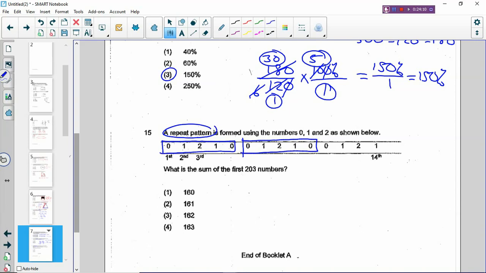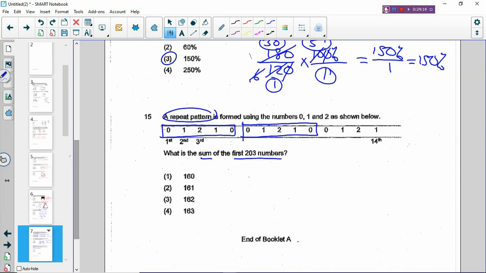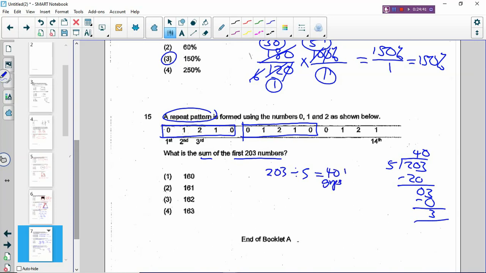Okay, now you want to find the sum of the first 203 numbers. So you need to know how many groups are there. So how many groups make up 203 numbers? So you look at one group. One group, there are 5 numbers. So you take 203 and you divide by 5 to get how many groups. And do your working. So 203 divided by 5, you will get 40, and then remainder 3. So 40 times 5 will be 200. Alright, and you get a remainder 3. So which means that you have 40 groups and there's a remainder 3. Okay, 40 groups and a remainder 3.